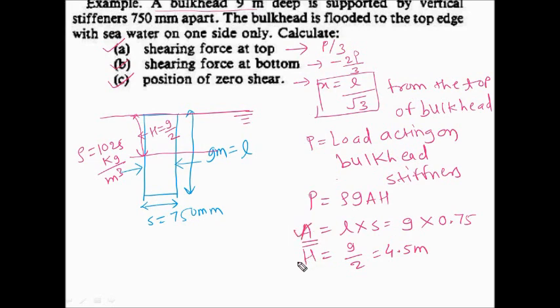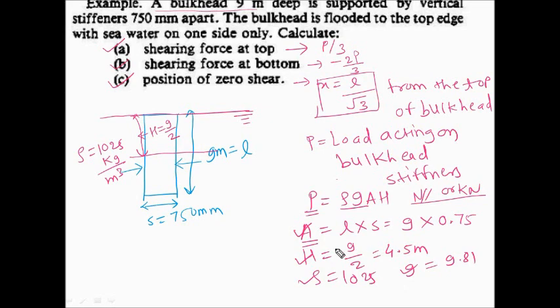So you have A, you have H. Rho is 1025. G is 9.81. You have to substitute all the values. You will get the value of P over here. That is the load. It will be in Newton or in kilonewton.